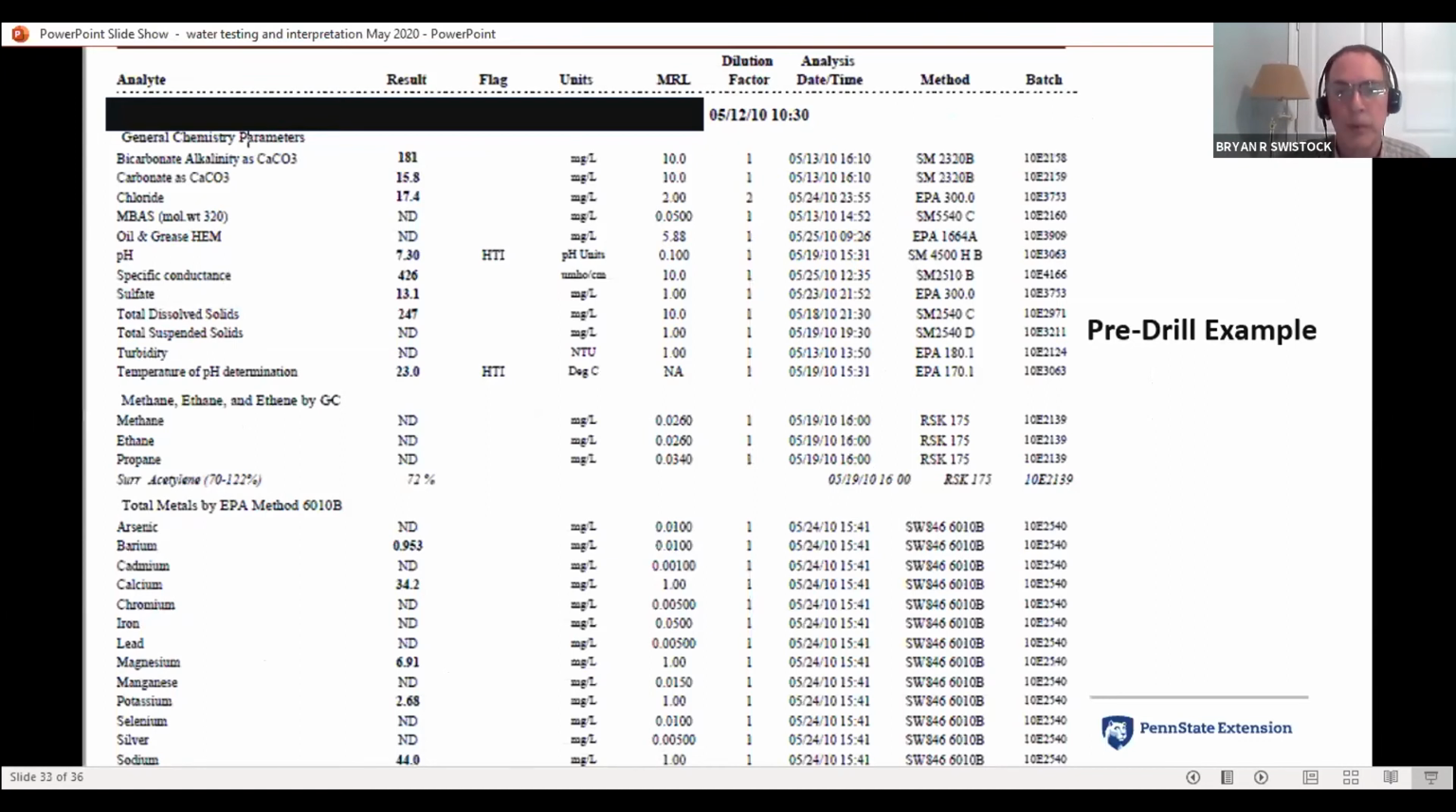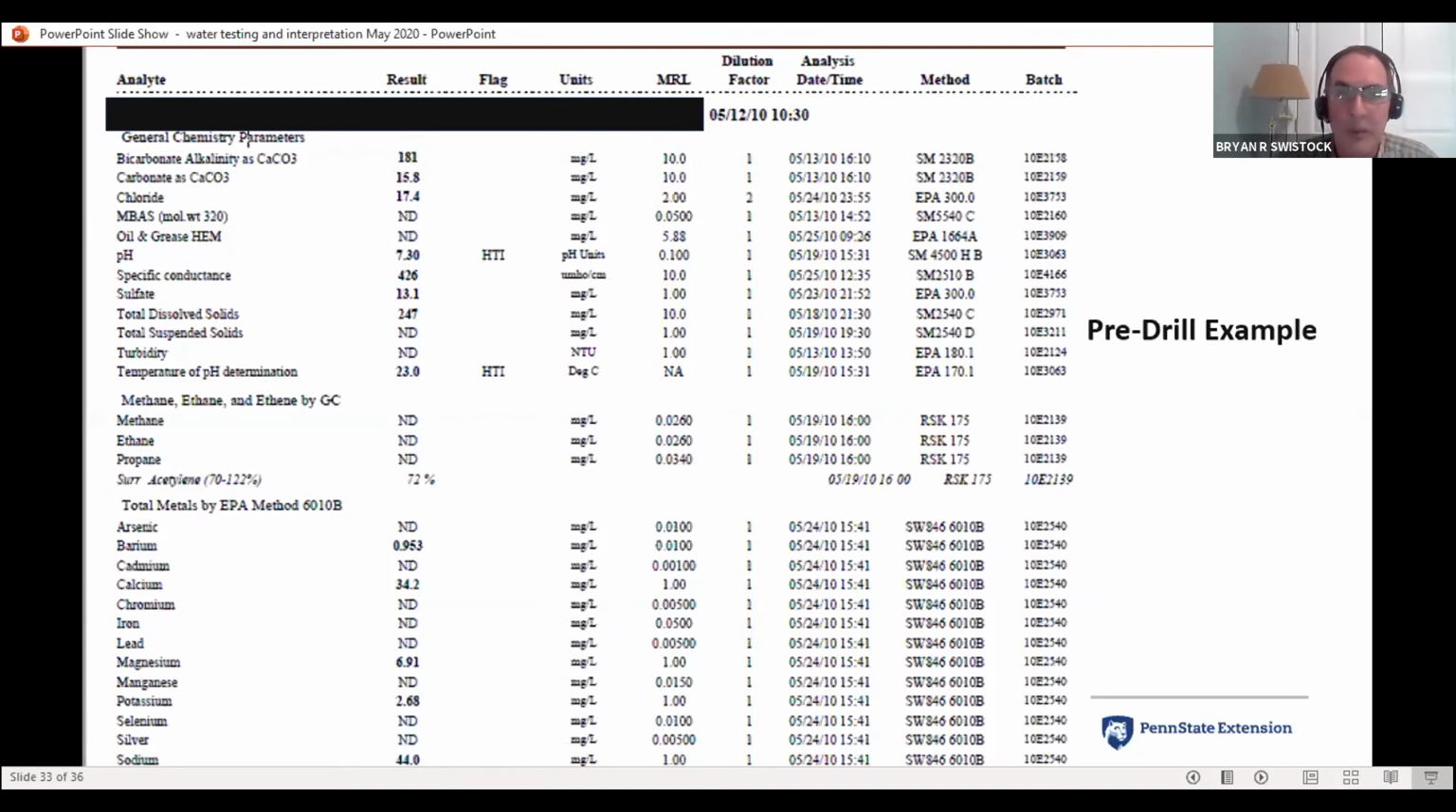Lastly here, this is a pre-drill example. This is again a very complex water sample done May the 12th, 2010. And if you look down through these water quality results, if you happen to know drinking water standards by heart, you'll see that this is very excellent water quality. It really meets all the drinking water standards. It's very typical water quality that we might see in a groundwater well in Pennsylvania.